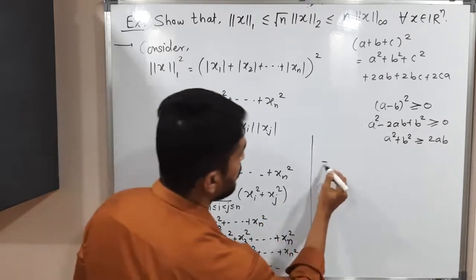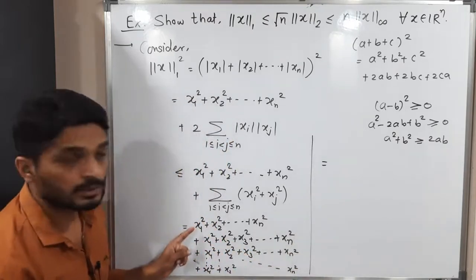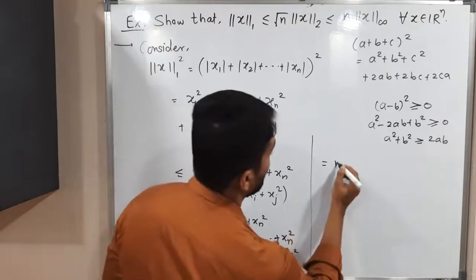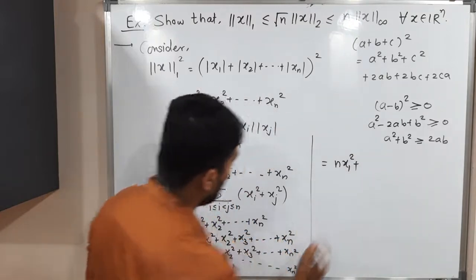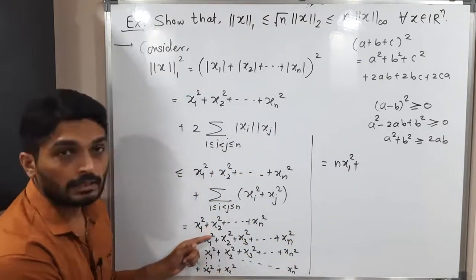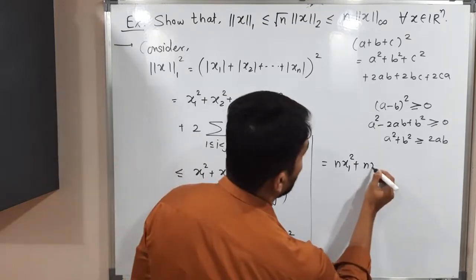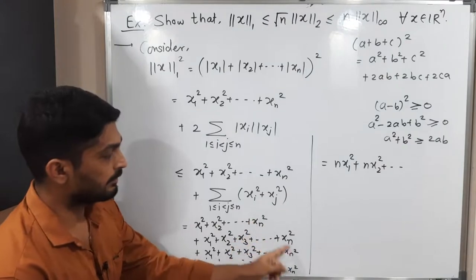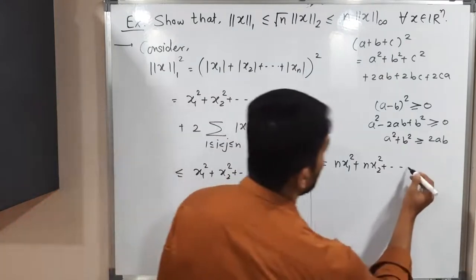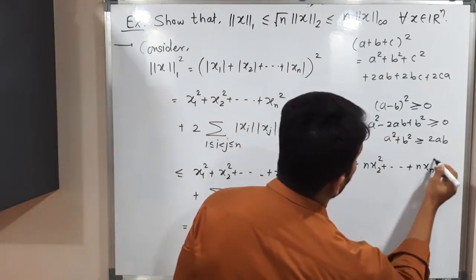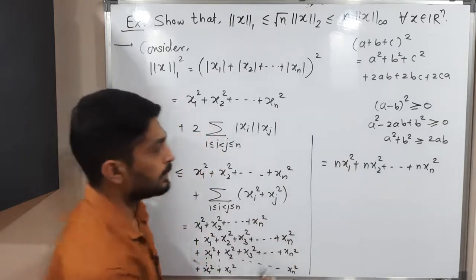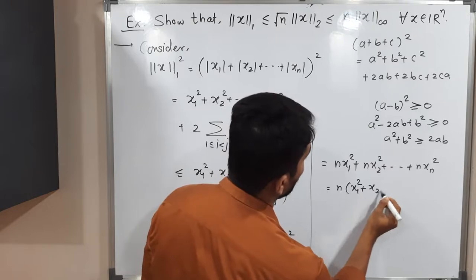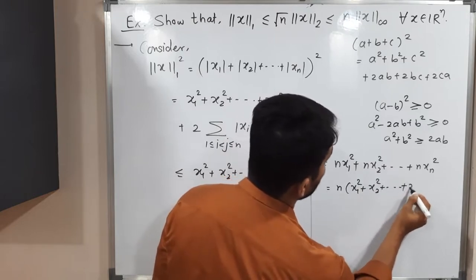Let us continue. Let us count how many times x1 square appears. 1, 2, 3, 4, up to n, it will appear n number of times. So n x1 square, plus x2 also will appear n number of times, so we will have n x2 square, and so on. The same thing will happen for xn square also. It will appear n number of times, so we'll have plus n xn square. Definitely we can take n common. So this is equal to n times (x1 square plus x2 square plus and so on xn square).